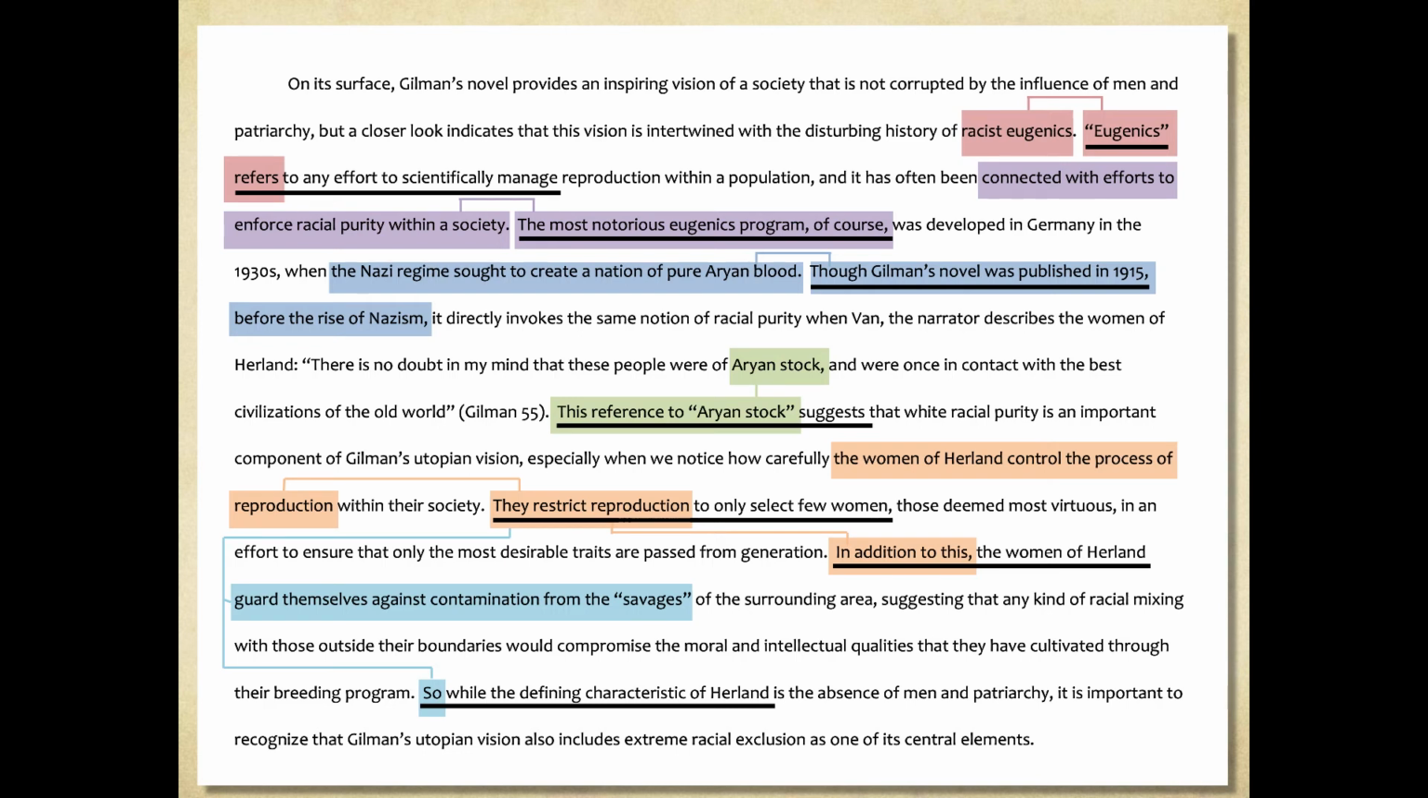In the previous two sentences, we were informed that the women of Herland restrict reproduction and that they guard themselves against contamination by savage outsiders.